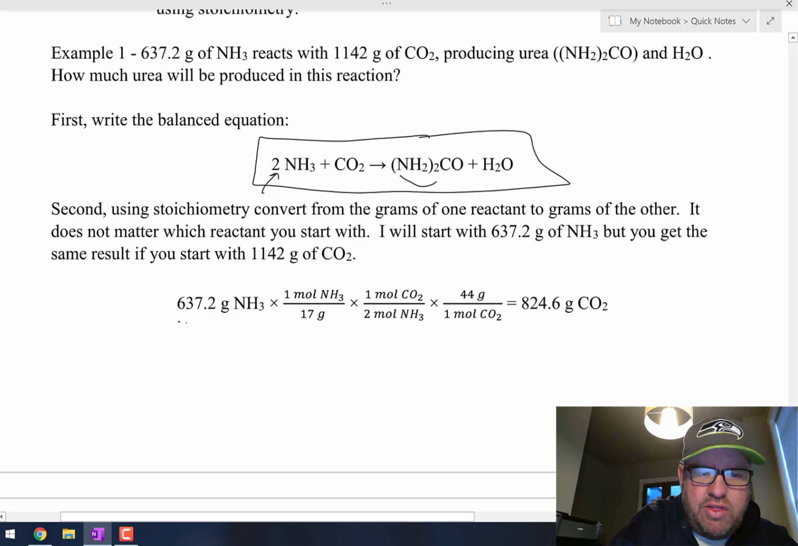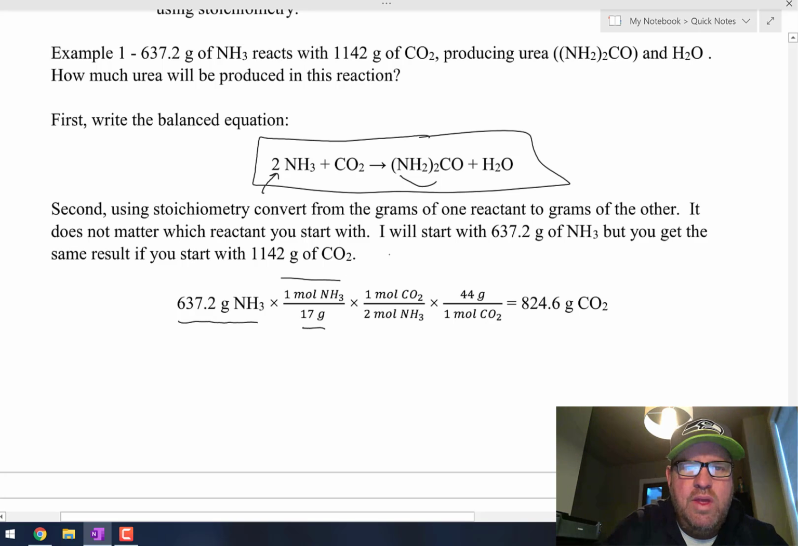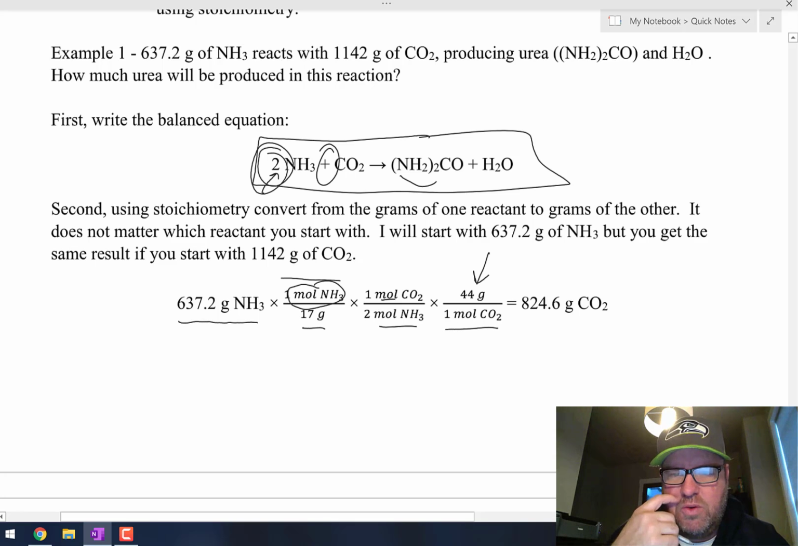So 637.2 grams of ammonia. I convert my grams of ammonia to moles using the molar mass of NH3. And then I use the balanced equation to convert moles of NH3 to moles of CO2. 2 moles of NH3 react with 1 mole of CO2. And then I convert moles of CO2 to grams using the molar mass of CO2. And I get 824.6 grams of CO2.